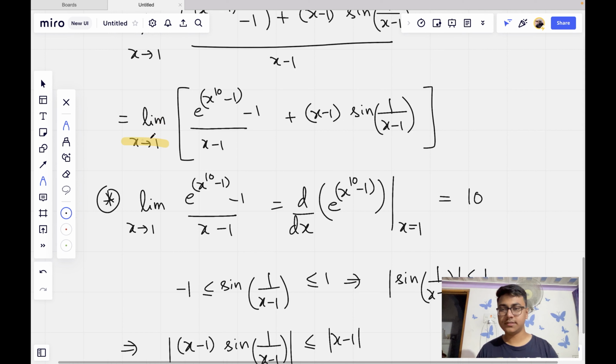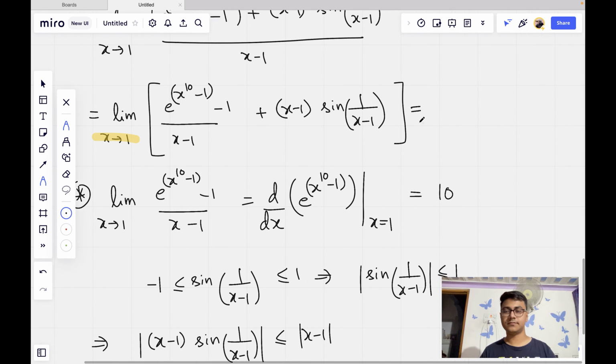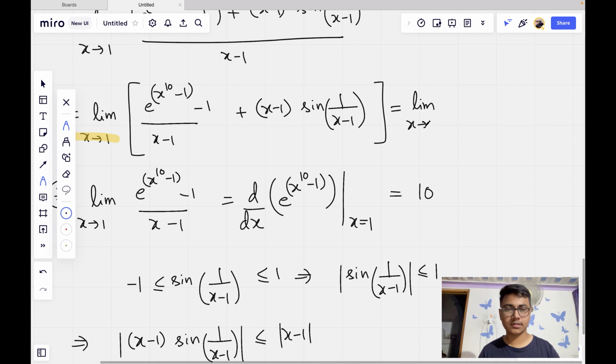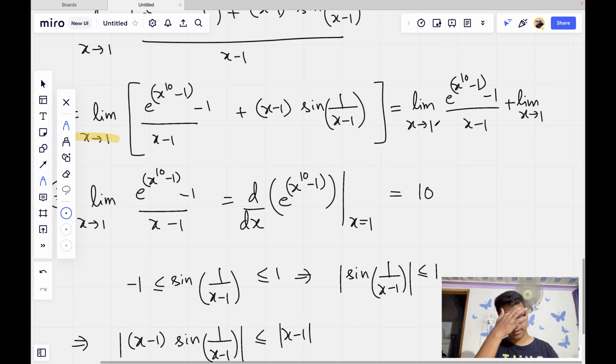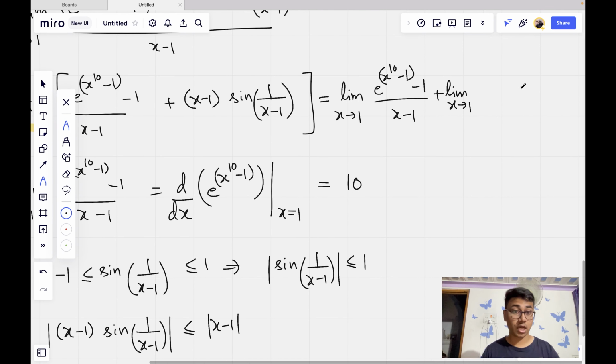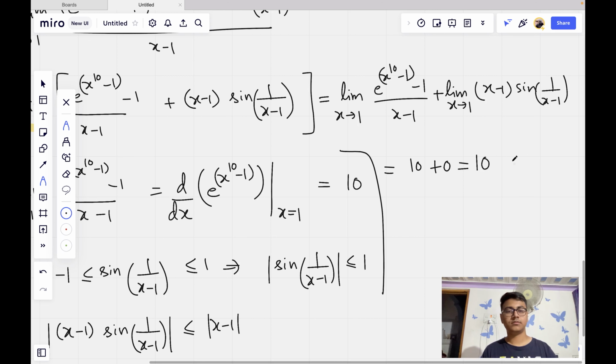So we have shown that in this expression, the limit of this term exists, and the limit of this term exists as well. So we can finally write this as the limit as x tends to 1 of e to the power x to the power 10 minus 1, minus 1, over x minus 1, plus the limit as x tends to 1 of the second term. Now we can write the limit separately for each of these terms, because we know that the limits exist. So this value we got as 10, this value is 0, it's 10. Therefore, f dashed of 1 is equal to 10.